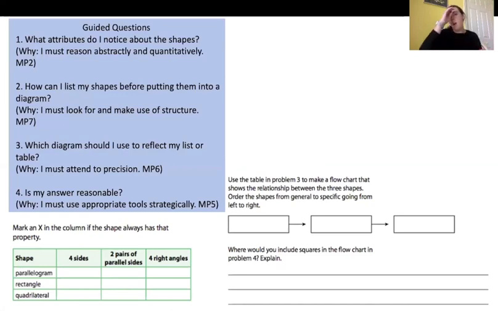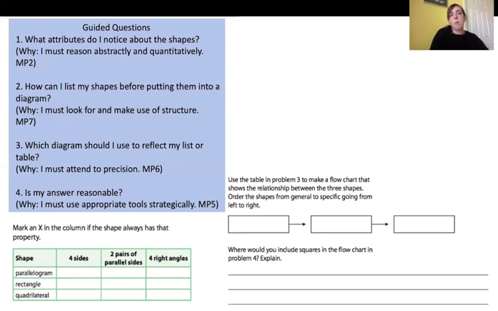Okay? All right, so I'm going to go through it again. If you want to try this on your own, press pause now and press play when you're ready. It says mark an X in the column if the shape always has that property. So here they've given us a chart and we're supposed to put an X if the property exists always.